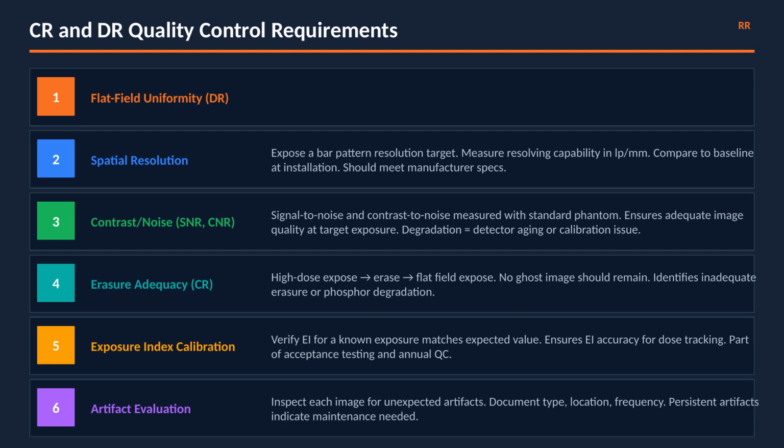6 QC tests are required for digital imaging systems. Flat field uniformity for DR, expose the detector with no patient or phantom. The image should be uniform brightness throughout. Non-uniformity indicates dead detector elements or calibration drift. Performed daily or weekly. Spatial resolution, a bar pattern resolution target is radiographed.